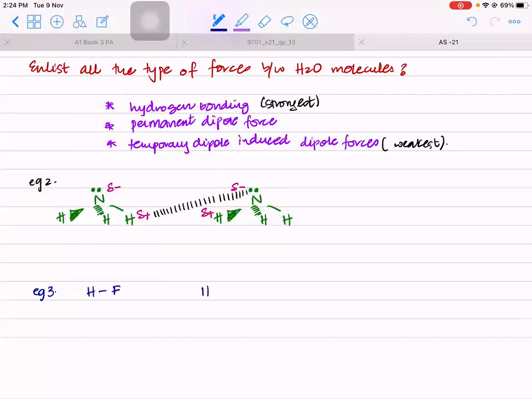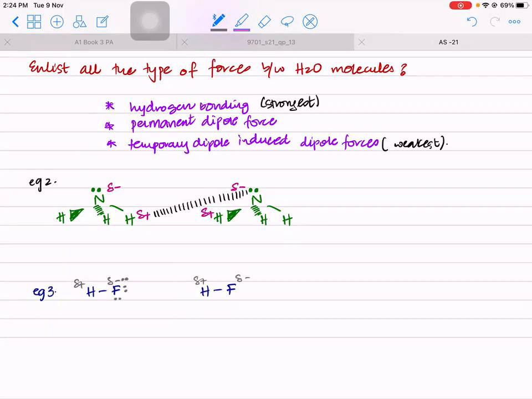Let's see the third example. Let's see HF with another HF molecule. Now right here, hydrogen is partial positive, fluorine is partial negative. Fluorine is in group 7, so it has 7 outer electrons. One is making a bond. This is the second, third, fourth, fifth, sixth, and seventh.